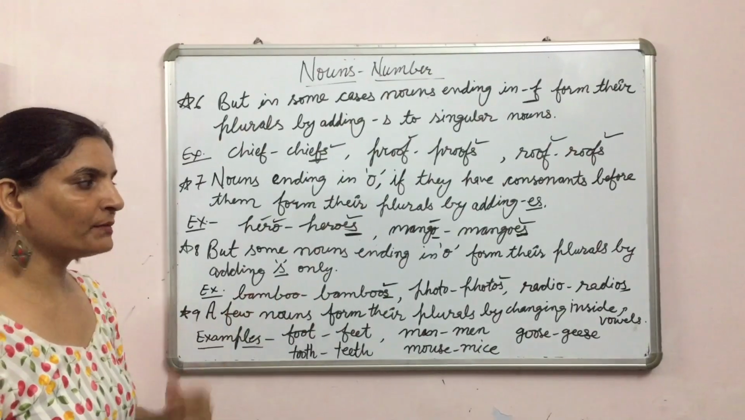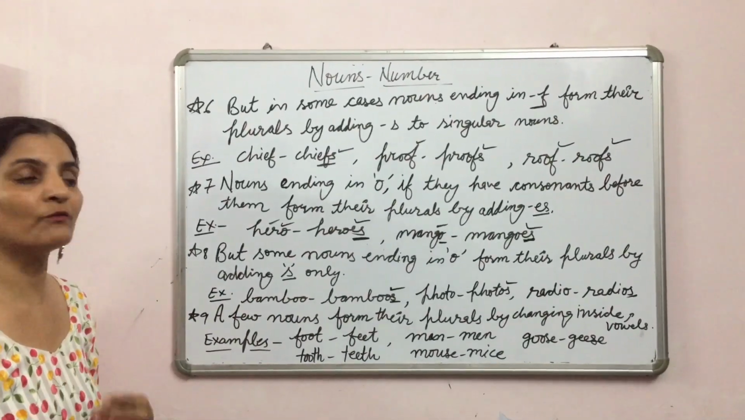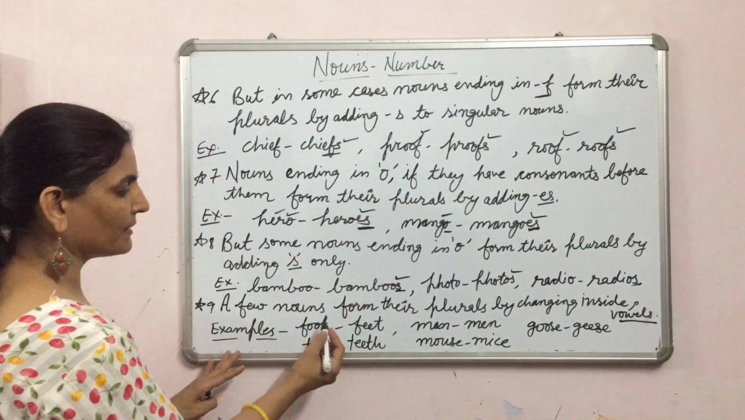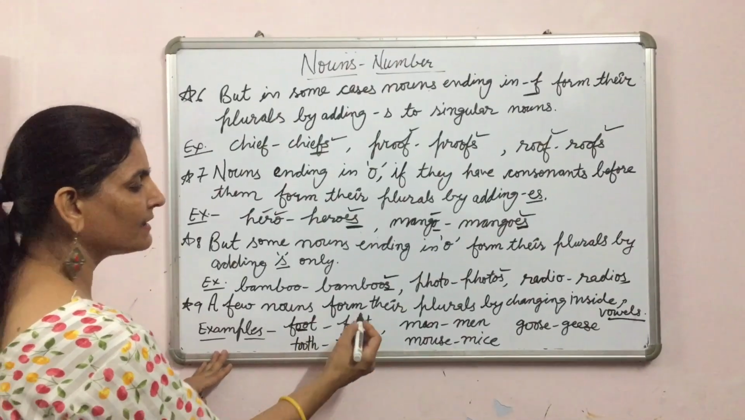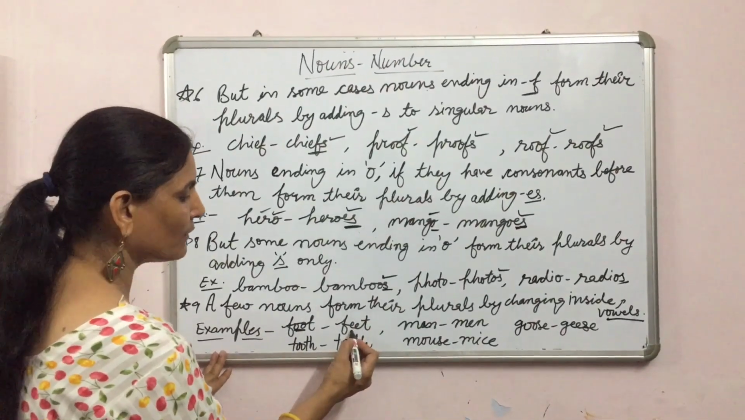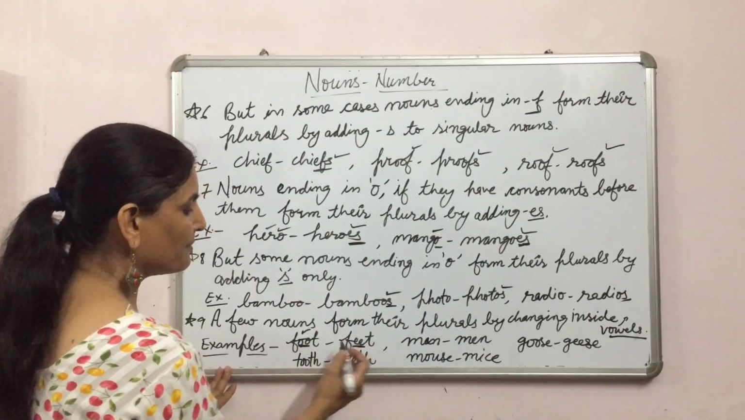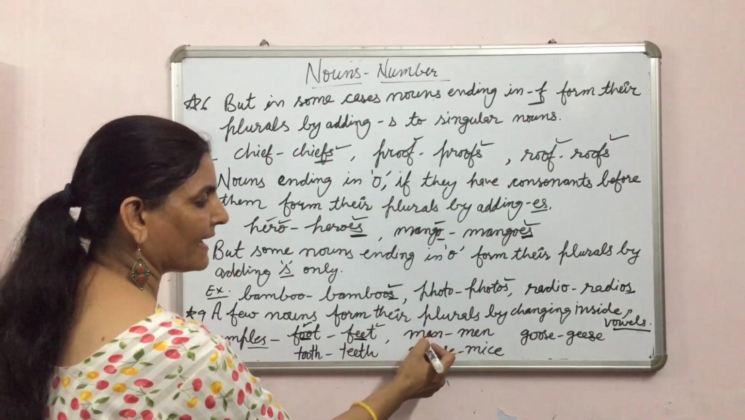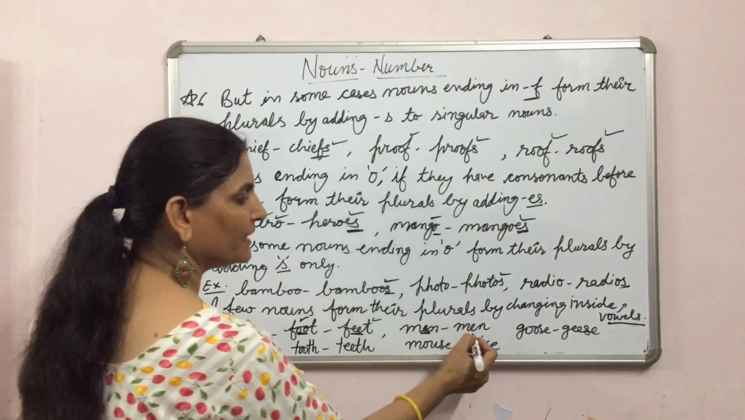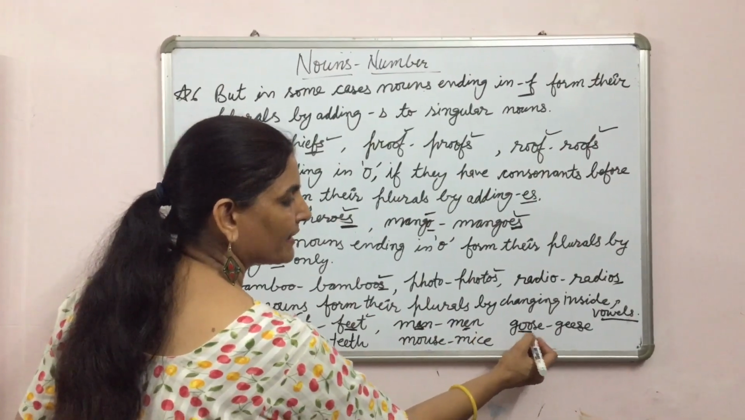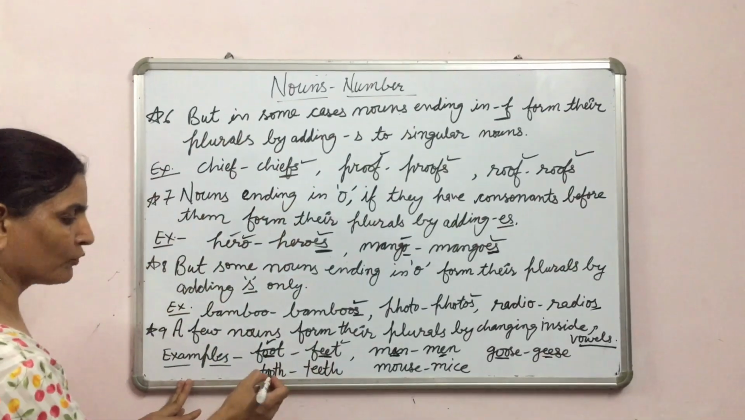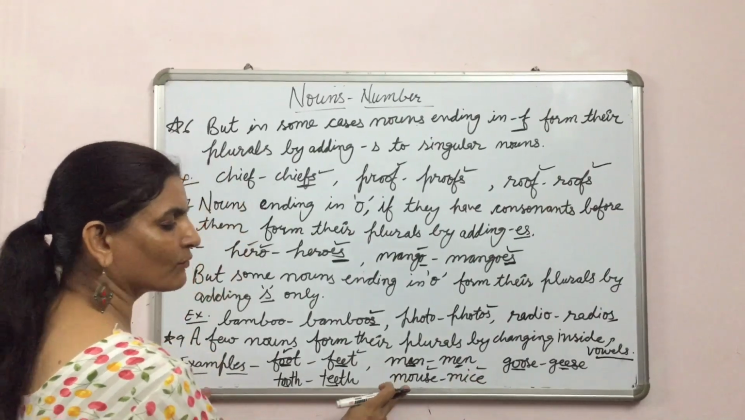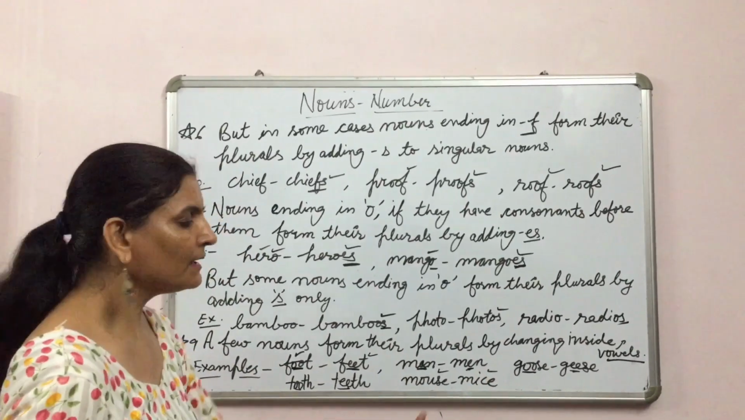A few nouns form their plurals by changing inside vowels. If there is a vowel inside it, let us see the examples. Foot, double O is there, and while making plural, we have changed double O into double E, means we have changed vowels. Feet. Man, M-A-N, we have changed A into E while making plural. Goose, double O into double E, geese. Tooth, double O into double E, teeth. Mouse into mice. This is the singular form and this is the plural form of mouse.